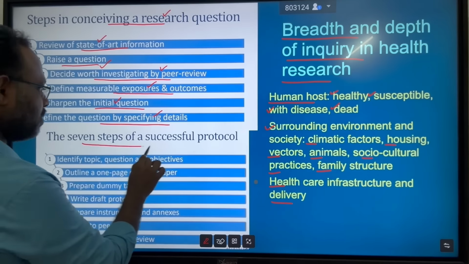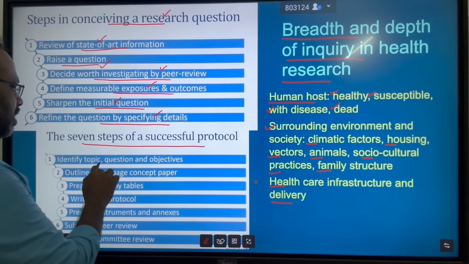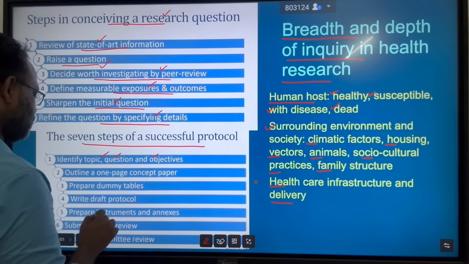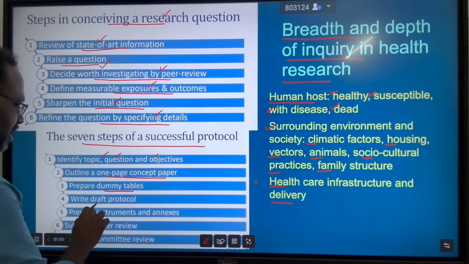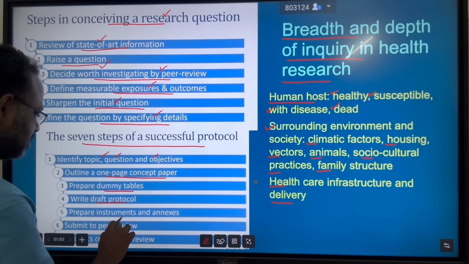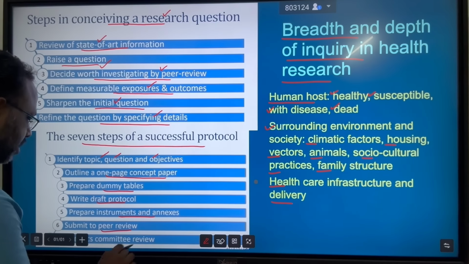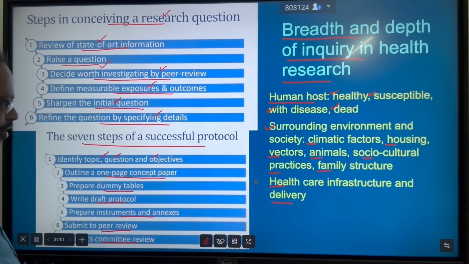We have 7 steps of a successful protocol. We need to identify the topic, question and objective in the first step. Then a 1-page concept paper, prepare dummy tables, write draft protocol, prepare instruments and annexes, submit it to the peer review, then institutional ethical committee review. All 7 steps of the successful protocol.